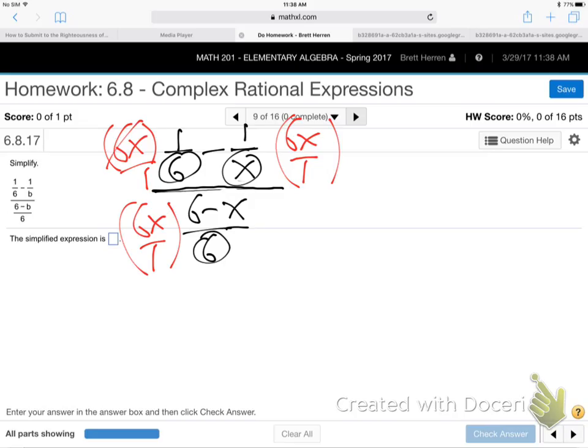Six cancels 6. What's left? X minus. X cancels X. 6. Everybody see what happened on the top there? Slow down a little bit. So everybody see how I'm cross-canceling, and X times 1 makes X. Cross-cancel, 1 times 6 makes 6. So we cross-cancel and multiply what's left over.